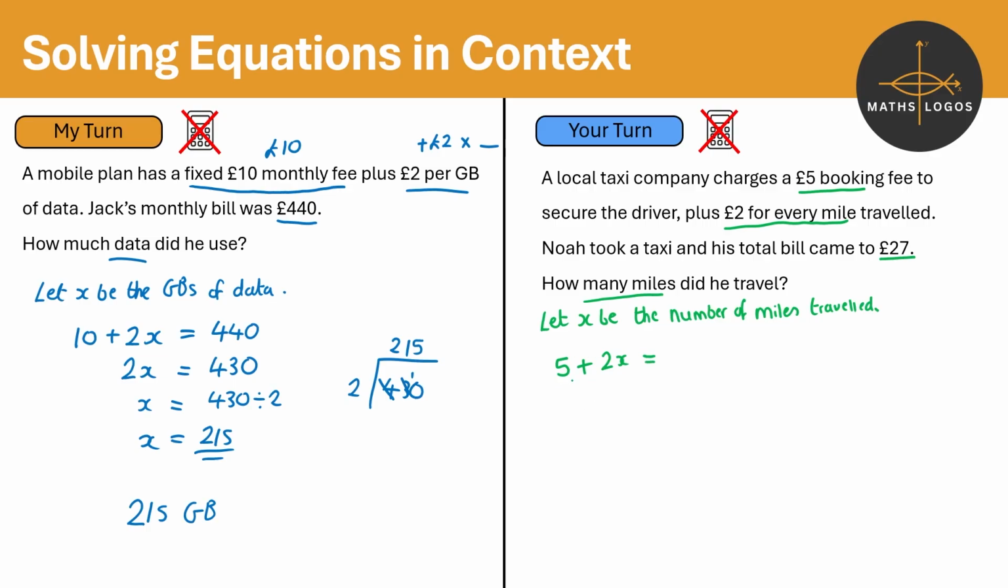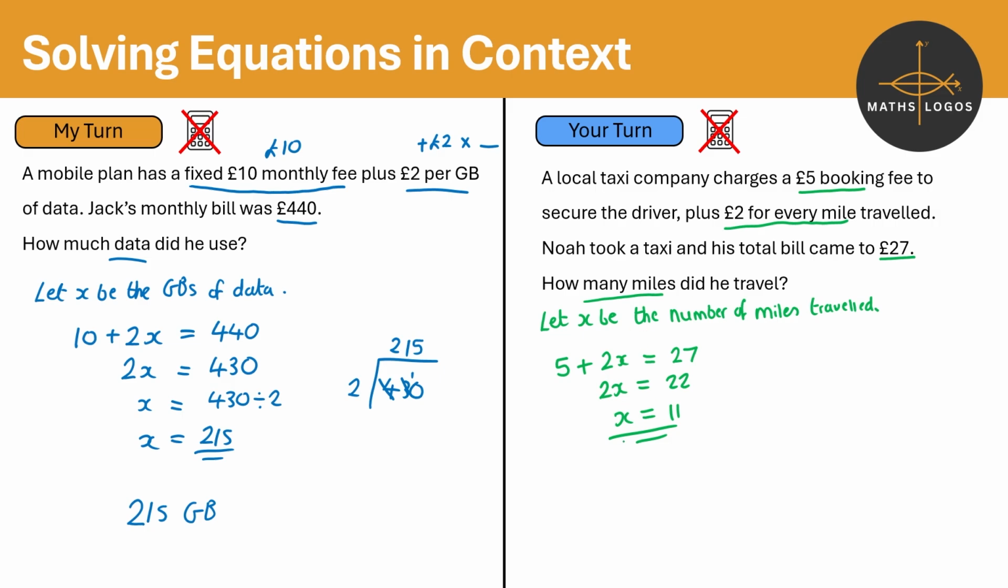So this expression on the left works out as total cost if we know the number of miles. And we know that this is equal to £27. I can then solve this two-step equation. So subtract 5 from both sides and then divide both sides by 2. x is equal to 11.